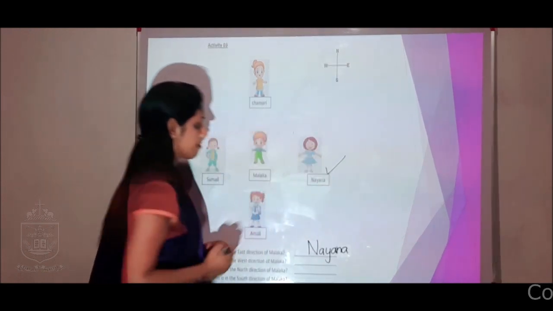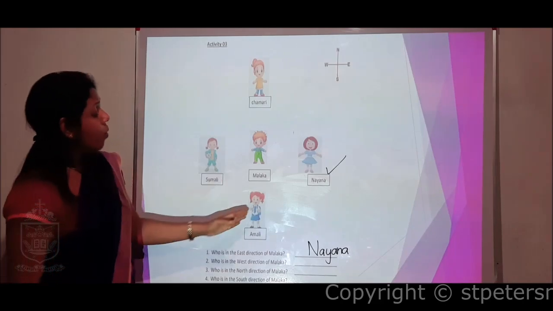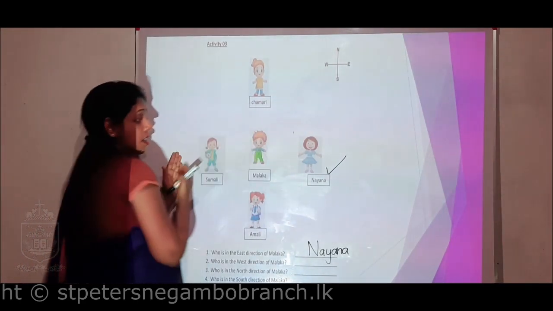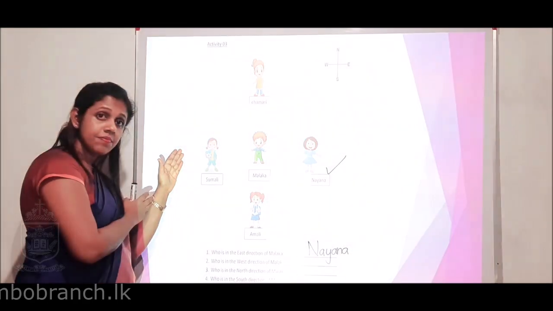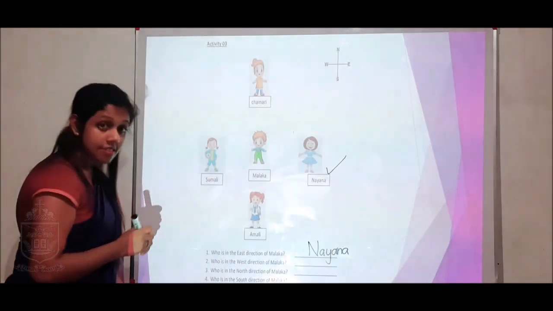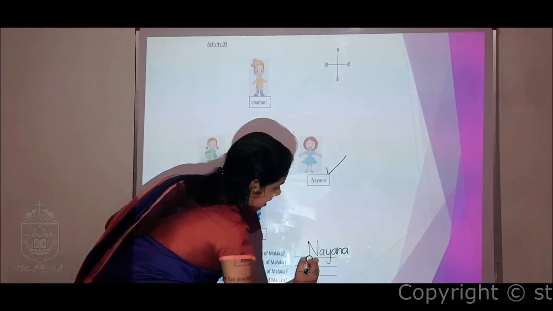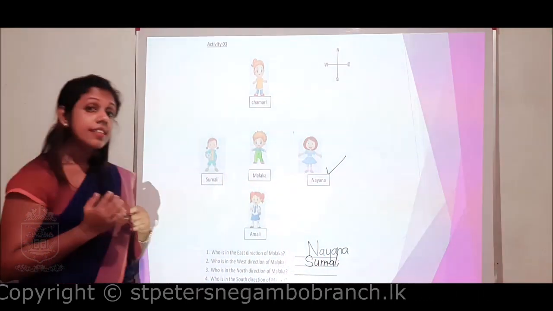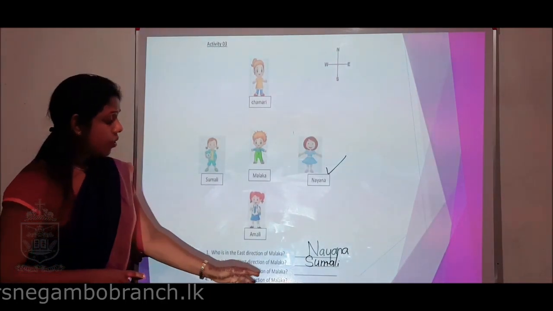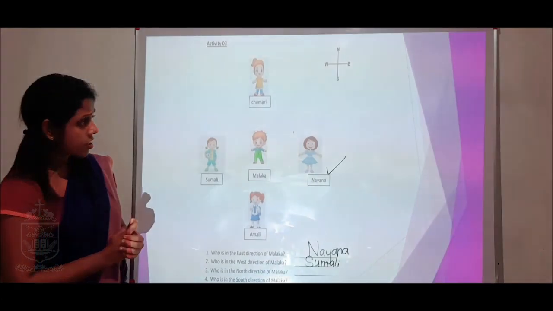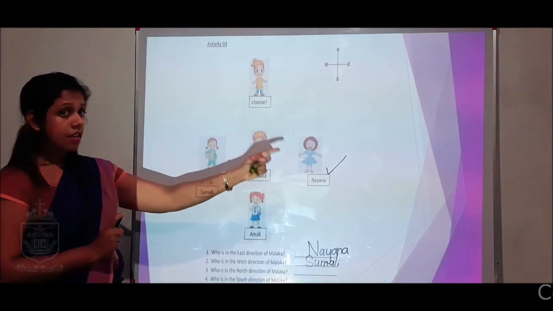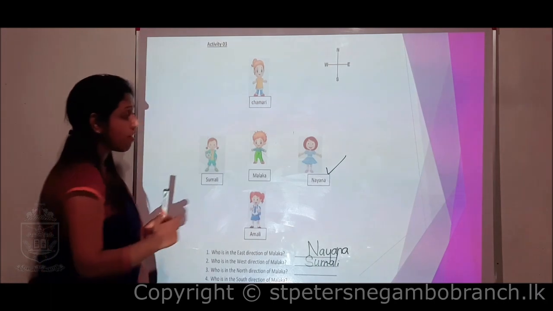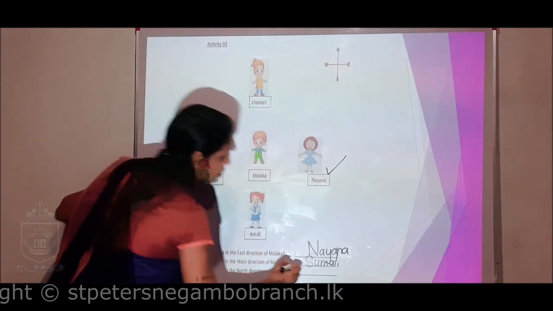Second question. Who is in the western direction of Malaka? This is the western direction. So who is in the west direction of Malaka? Yes, it's Sumali. So we have to write Sumali as the answer. Okay, third question. Who is in the north direction of Malaka? So what is the north direction here? Never eat slimy worms. So this is the north direction. Who is in the north direction of Malaka? Yes, Chamari. So the answer is Chamari.